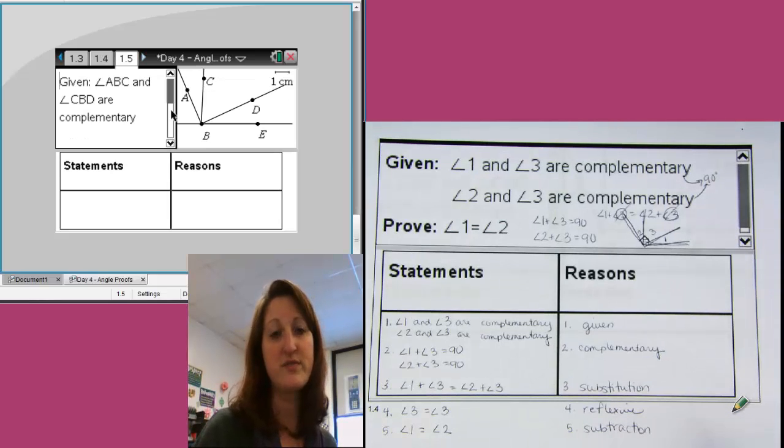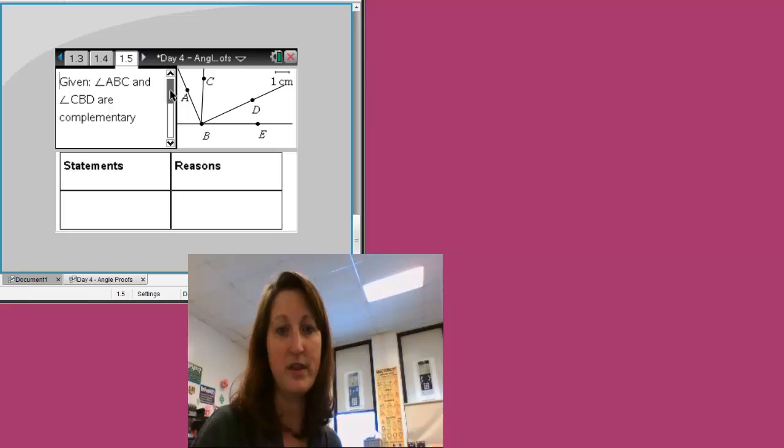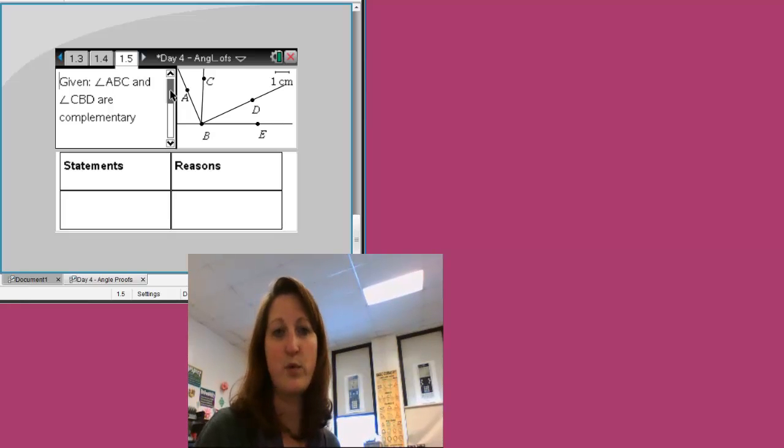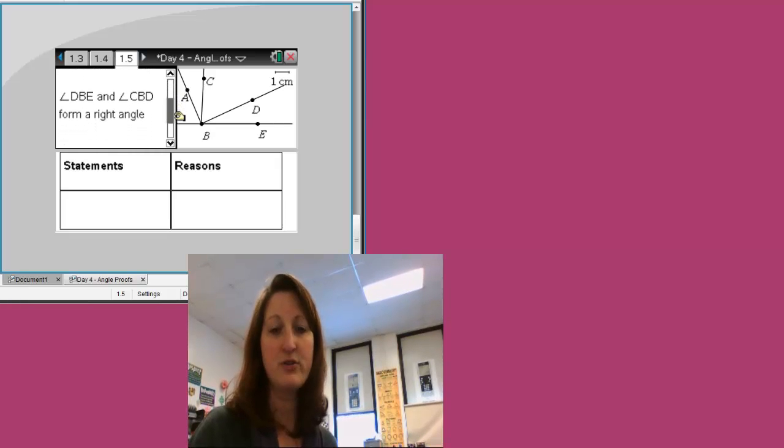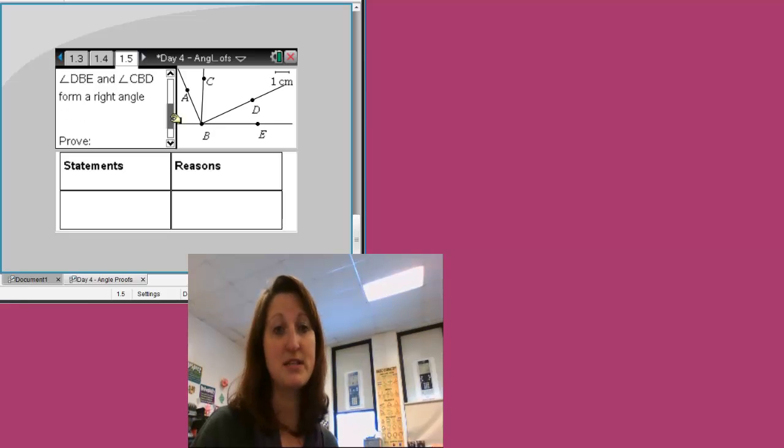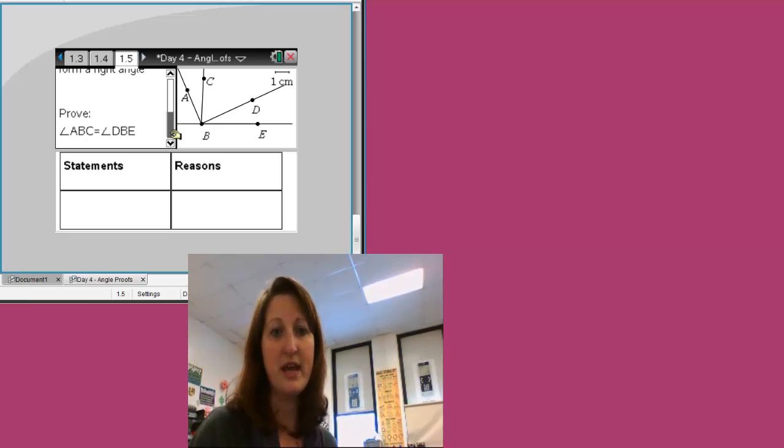Alright, for the last one, this is very similar to what we started with, except just slightly different wording. So, again, we have a picture to go along with this one. It says that angle ABC and angle CBD are complementary, which means they add to 90. Angle DBE and angle CBD form a right angle. That means that they add up to 90. And we want to prove that angle ABC is equal to angle DBE.